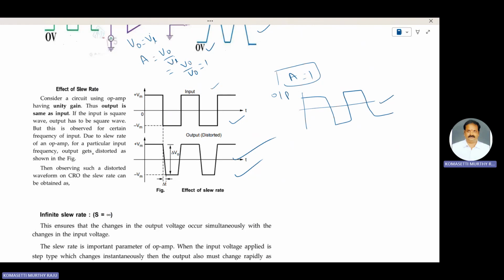Due to the slew rate of an op-amp, for a particular input frequency, the output gets distorted as shown in the figure. Then, by observing such a distorted waveform on a CRO, the slew rate can be obtained.